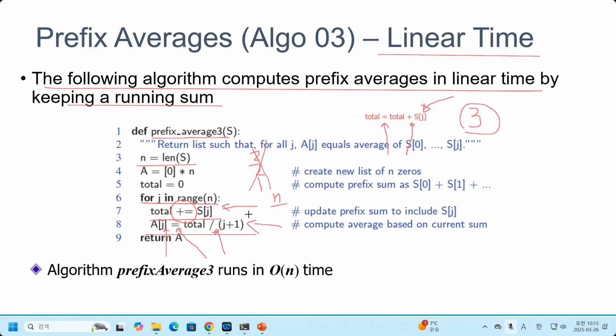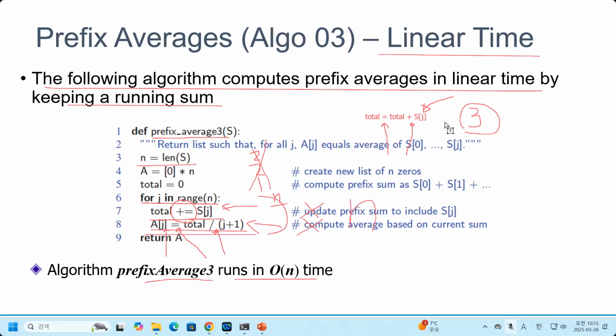So we have n. This is a primitive operation. We can just drop the constant. This is another primitive operation. This is also another constant operation. Then we can say this will be only n times. Then the prefix average 3 will run for n.